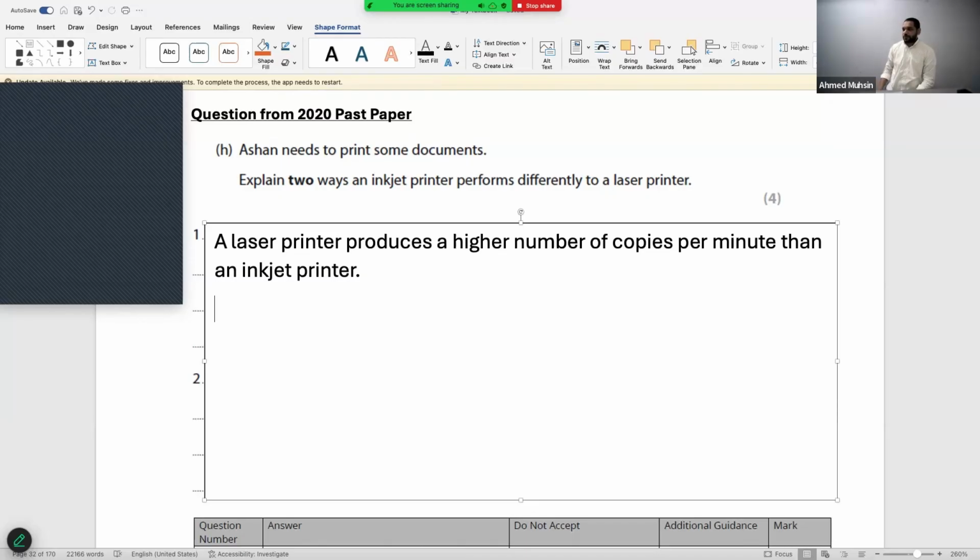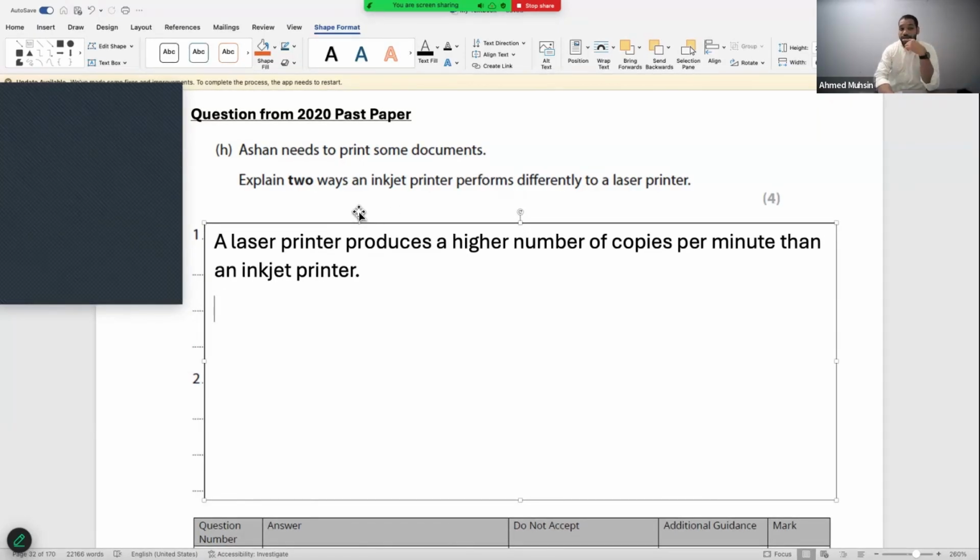Both generally support color. Inkjet mostly supports color. Let's avoid that. I'll take that for my last option. Very good. A laser printer fuses ink, no? An inkjet printer was spraying ink. Why don't we talk about that? That's a major difference, right? Cost-wise, how it performs, no?